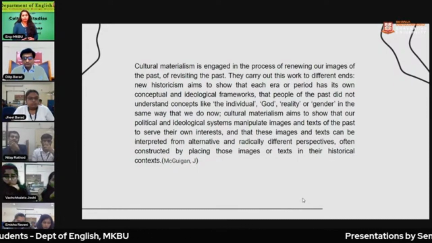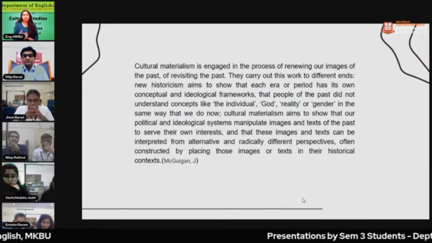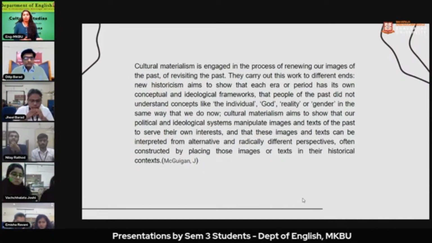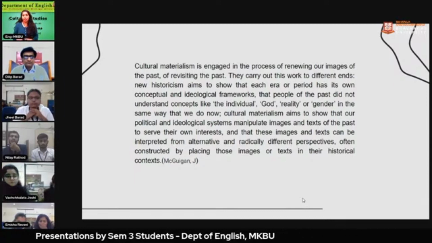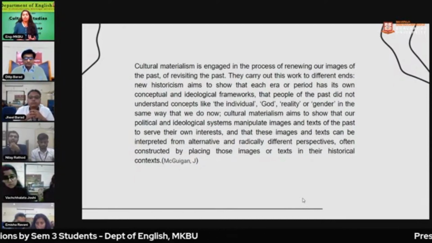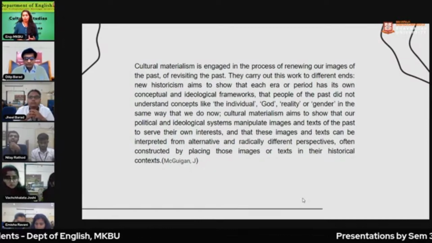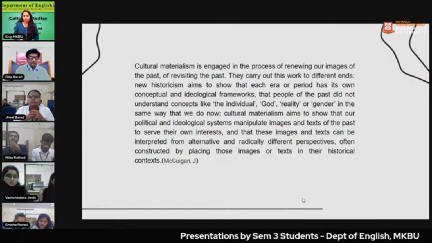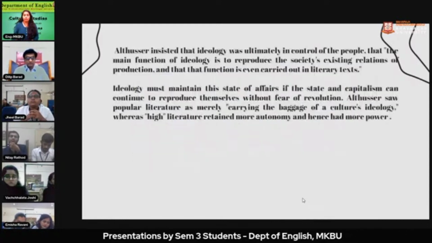Early historical or old-age texts were not studied the way we study them nowadays, with gender role, class, the God perspective, reality, and individualism.